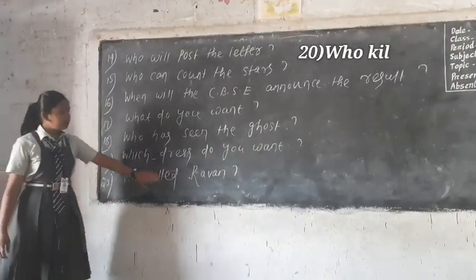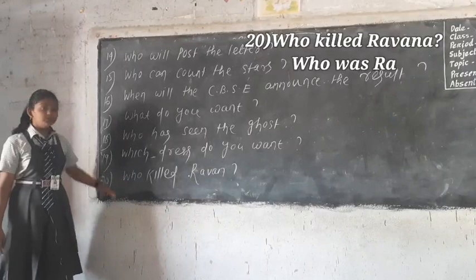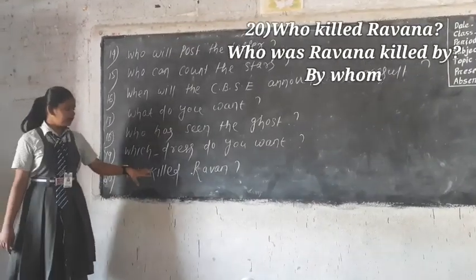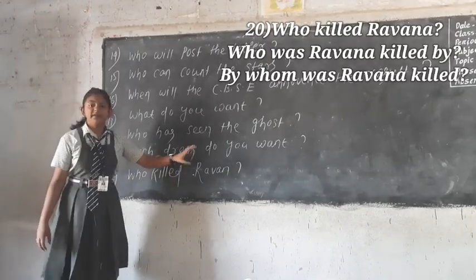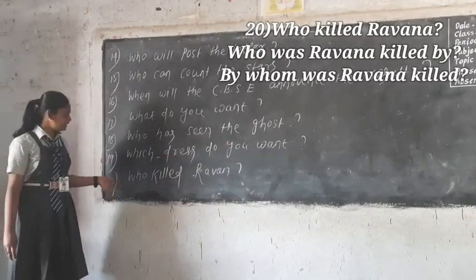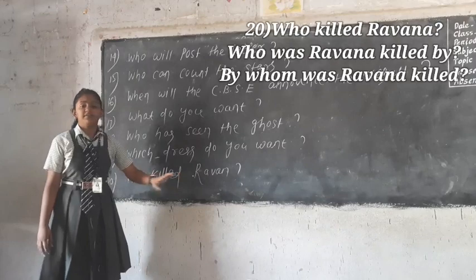Next example, who killed Ravan? Here who is used, 2 passives, by at the end of the sentence. Who was Ravan killed by? And by at the beginning of the sentence. By whom was Ravan killed?